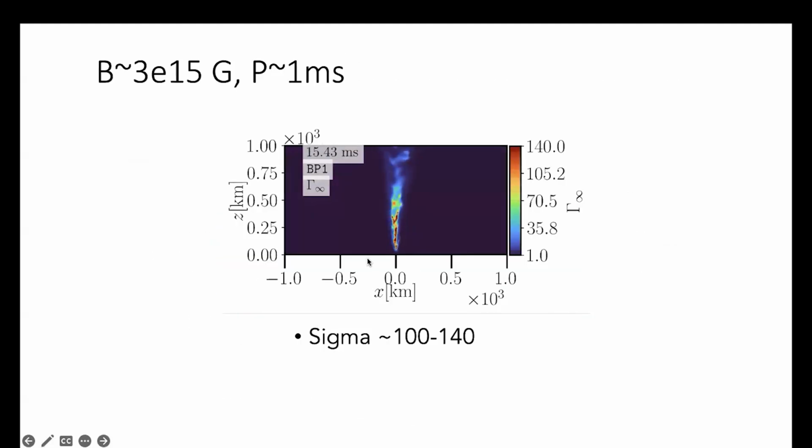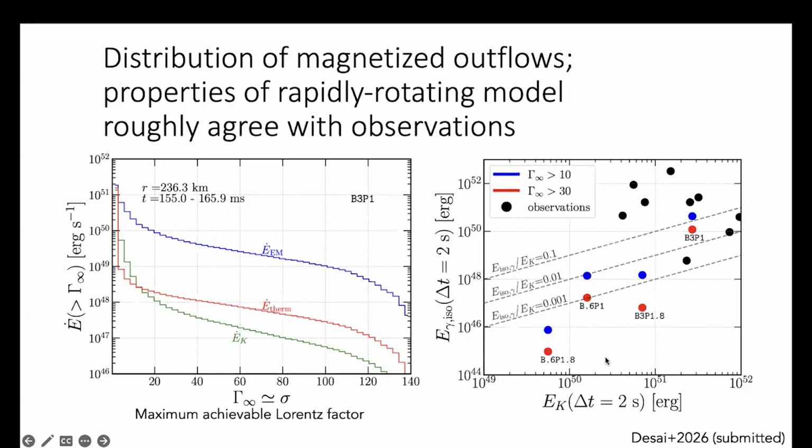Here's just a video of these highly magnetized outflows, and the point is that we see this distribution in magnetization. For example, in fluid with magnetization greater than 20, we see it contains a total power of around 10 to the 50 ergs per second isotropic equivalent luminosity.